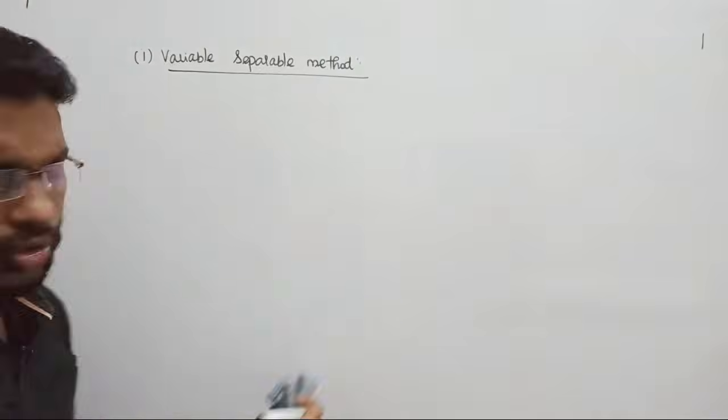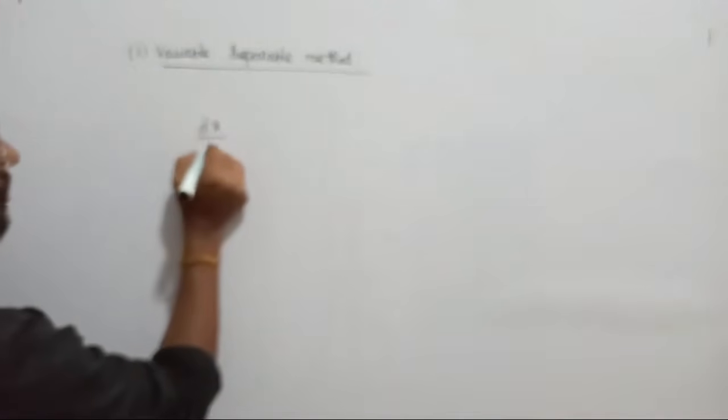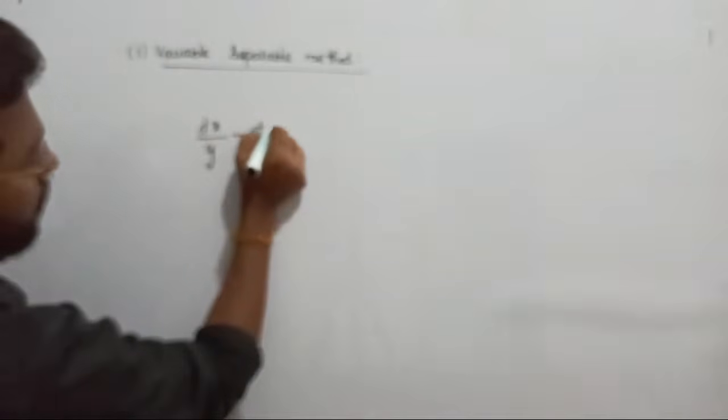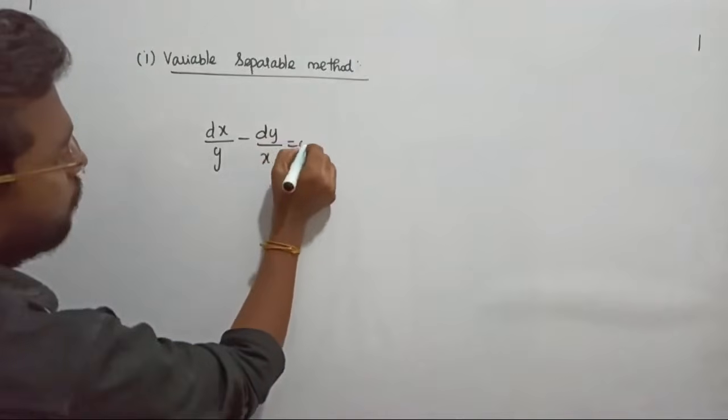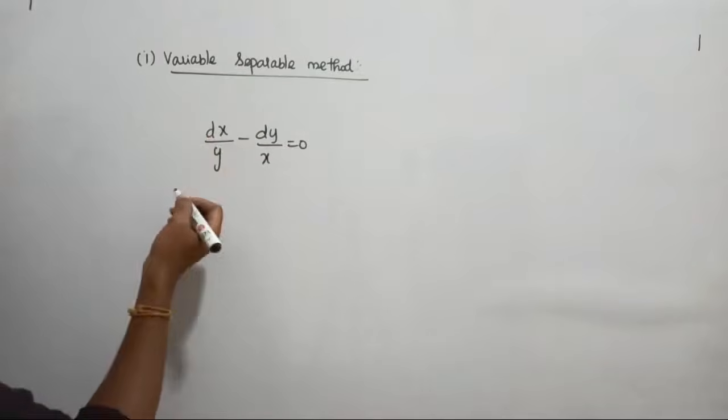Don't blindly follow, you should try to understand because it's very easy, right? So the given function is, let us consider dx by y minus dy upon x equal to 0. Now the question is, find the solution for the given differential equation, right? Now what will you do?